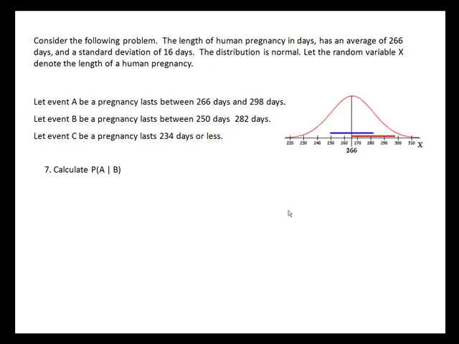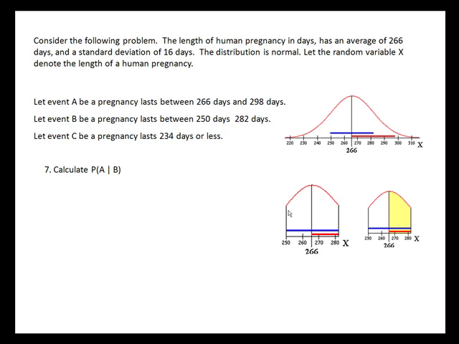Let's look at the problem with the given scenario. I want to calculate the probability that A occurs given that we're looking at B as a sample space. Now you see the picture here that I have. It gives both where A and B are located, but our sample space is no longer the entire normal curve. The new sample space is just B, between 250 and 282 days.